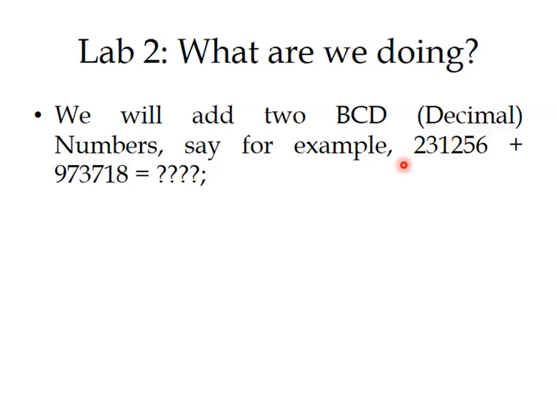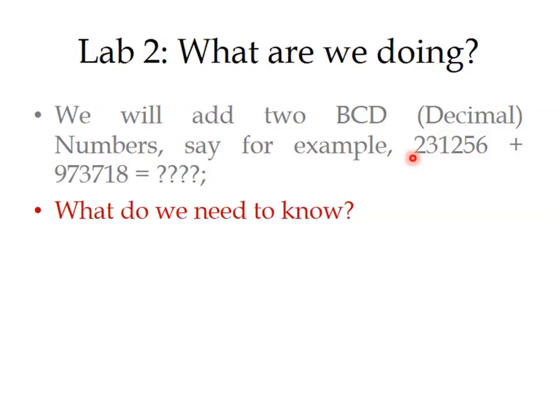For an example here, as you can see, we wrote like 2, 3, 1, 2, 5, 6. So just by looking at the number, you probably don't know whether this is decimal or a hex, right? Because all these digits belong to decimal and also belong to hex. But let's say if I tell you that these are decimal numbers, that means you are actually doing the decimal addition. Okay? Now, to do this addition, what do you need to know?